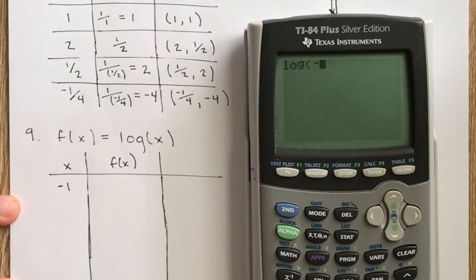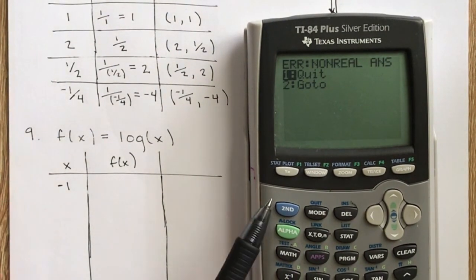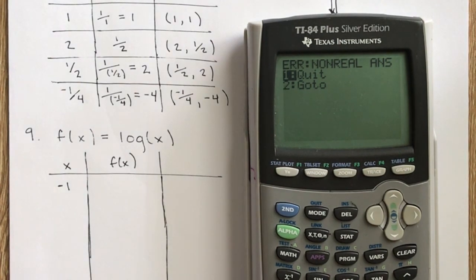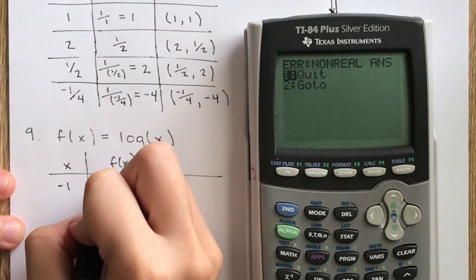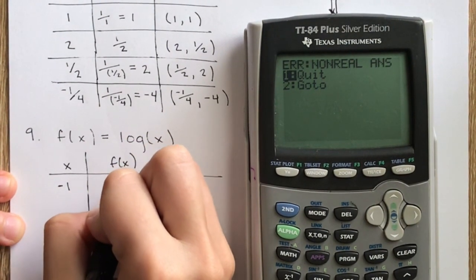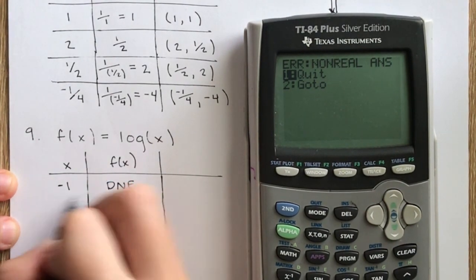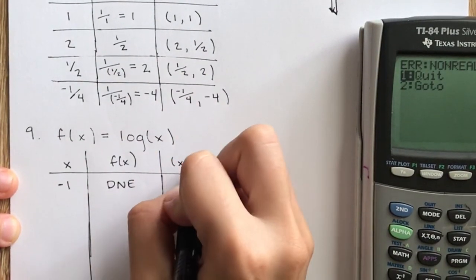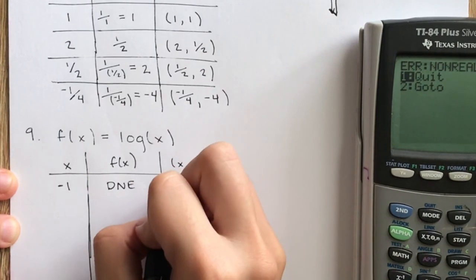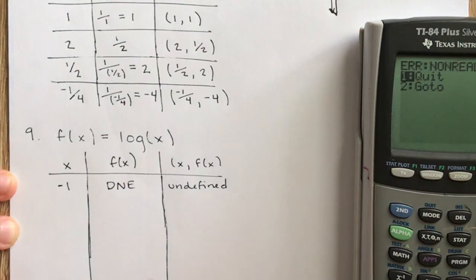Log of -1, close the parentheses. So this gives me an error, right? If I try to take the log of -1, it gives me an error. We're going to learn more about this in a little while, but that means that this does not exist. So this is undefined at x equals -1.